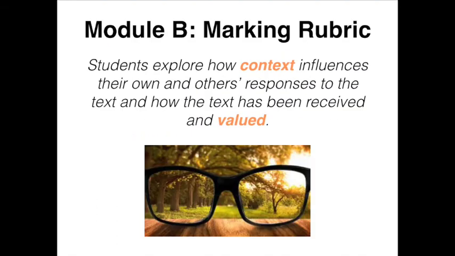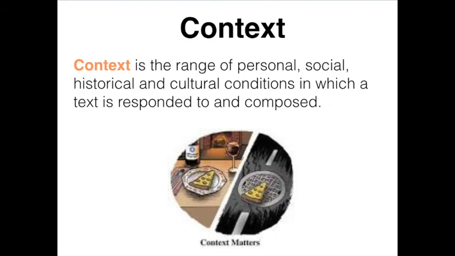The final sentence in the Module B rubric returns to our old friend from Module A, context. It states, students explore how the context influences their own and others' responses to the text and how the text has been received and valued. Context is the range of personal, social, historical, and cultural conditions in which a text is responded to and composed. In Module B, we're particularly interested in how context influences the perspectives of respondents from different times, cultures, and societies.